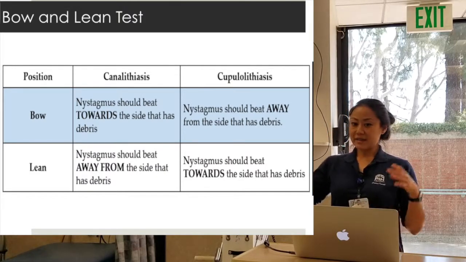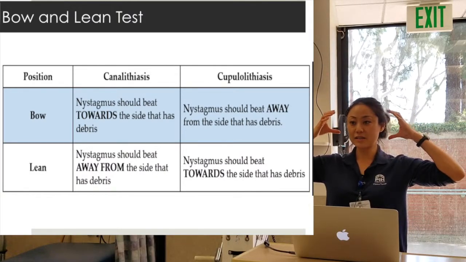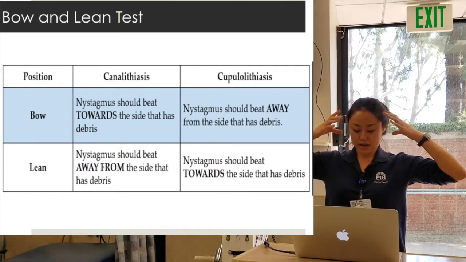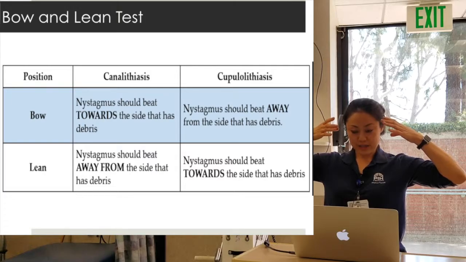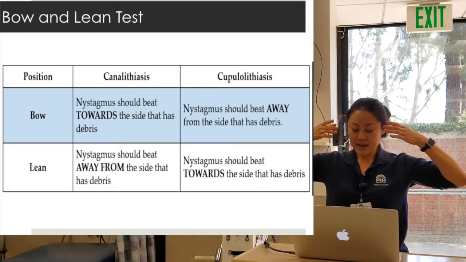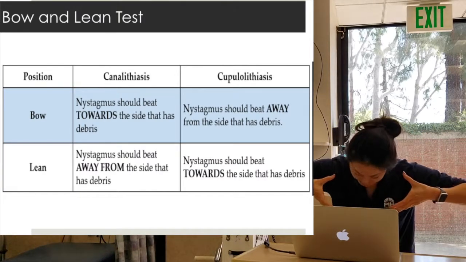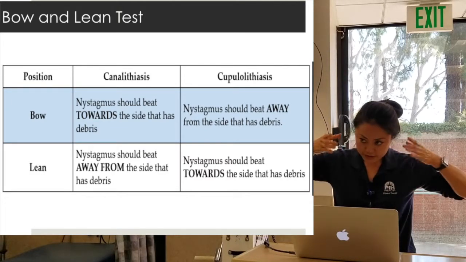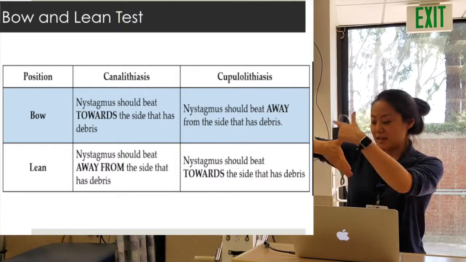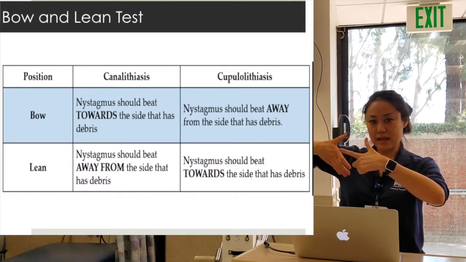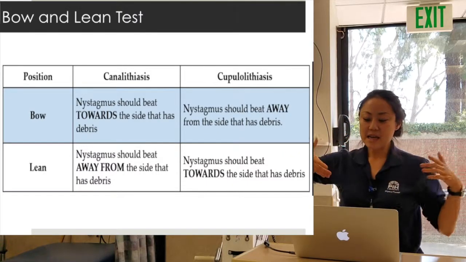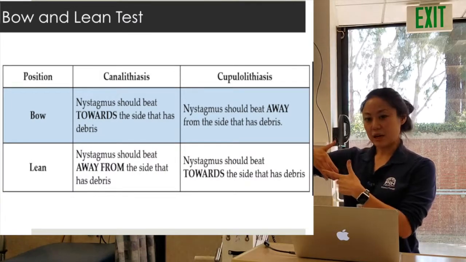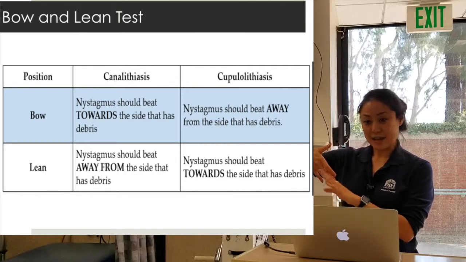So with the bow test, if this is the horizontal canal, the ampullary segment is more in the front. First, you're going to flex your head to about 30 degrees to get it perpendicular to the ground. Then you're going to lean forward so that it's parallel to the ground. The debris should float towards the ampulla, exciting it. And so since both are being excited, the more neurally affected ear, the nystagmus will be towards that side.